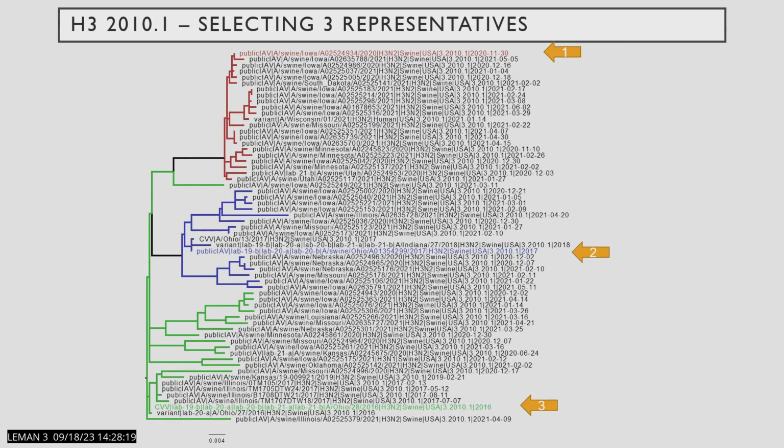This is another example on an actual swine influenza clade. This is 2010.1, if that tells you anything. Again, here you see with the arrows the selections that the algorithm made, and then the algorithm also tells you what parts of the tree those selections actually represent.